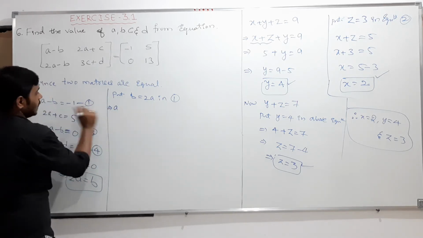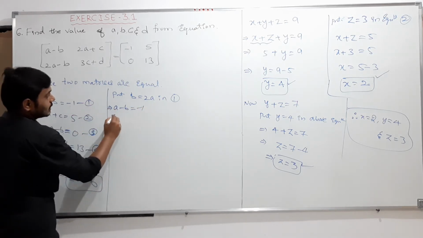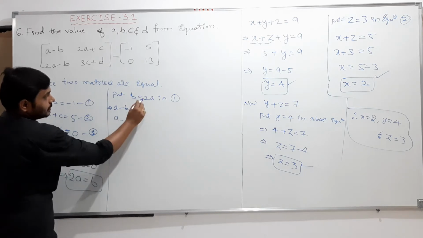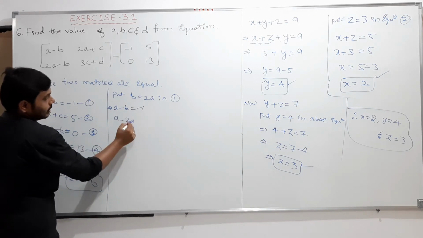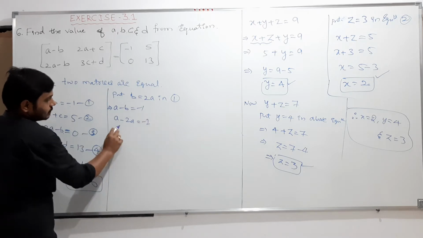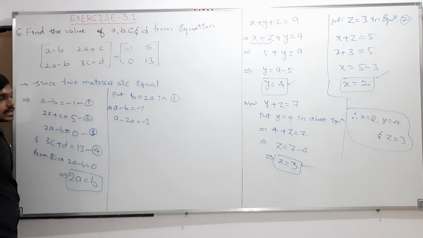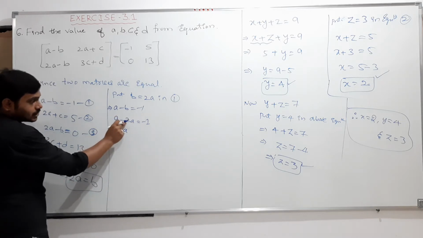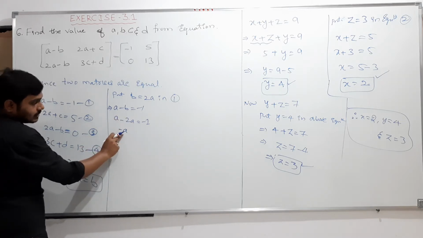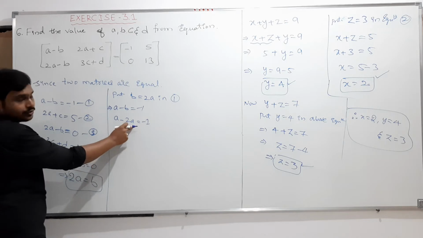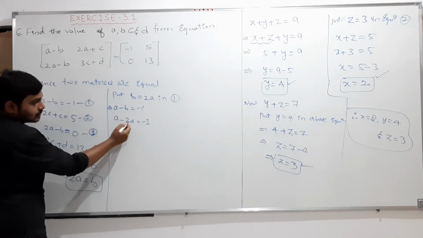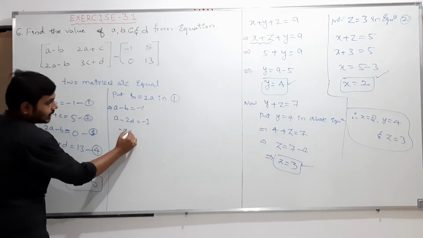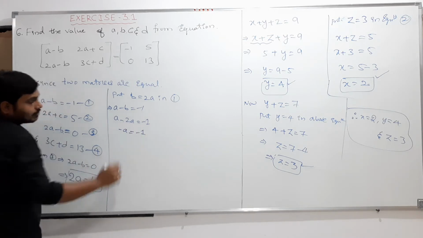This implies a minus b is equal to minus 1. The b value is 2a, so a minus 2a is equal to minus 1. So minus 2a plus a is, 2 minus 1 is 1, and the bigger number is 2a, so I am taking its sign. So minus 2a plus a is minus a, and that is equal to minus 1.